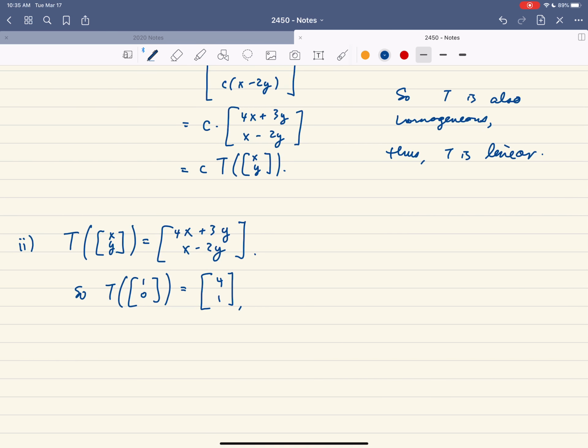And T of (0, 1) is going to be, let's see, if x is 0 and y is 1, we're going to get (3, -2). And so we just get (4, 1) and (3, -2). Okay.